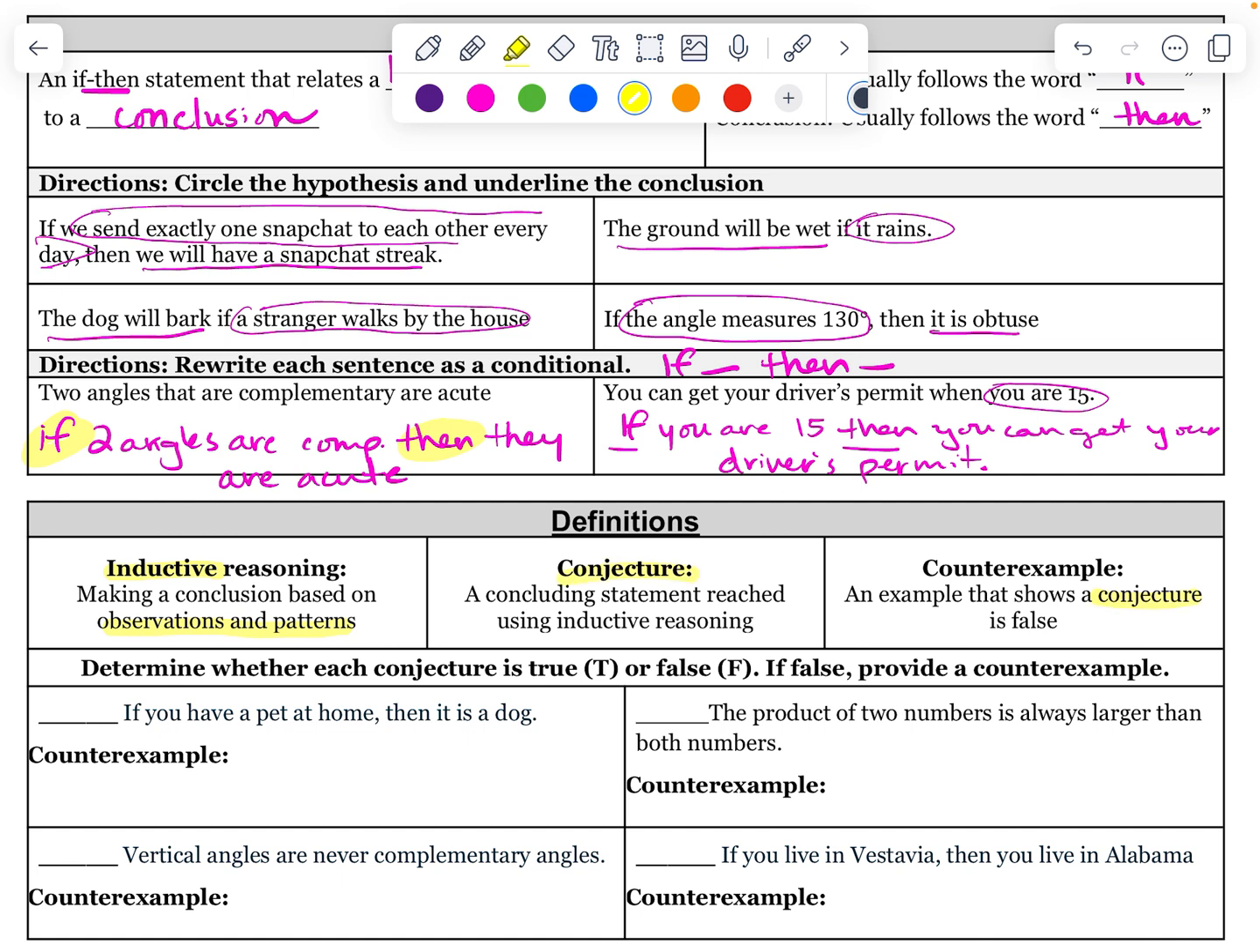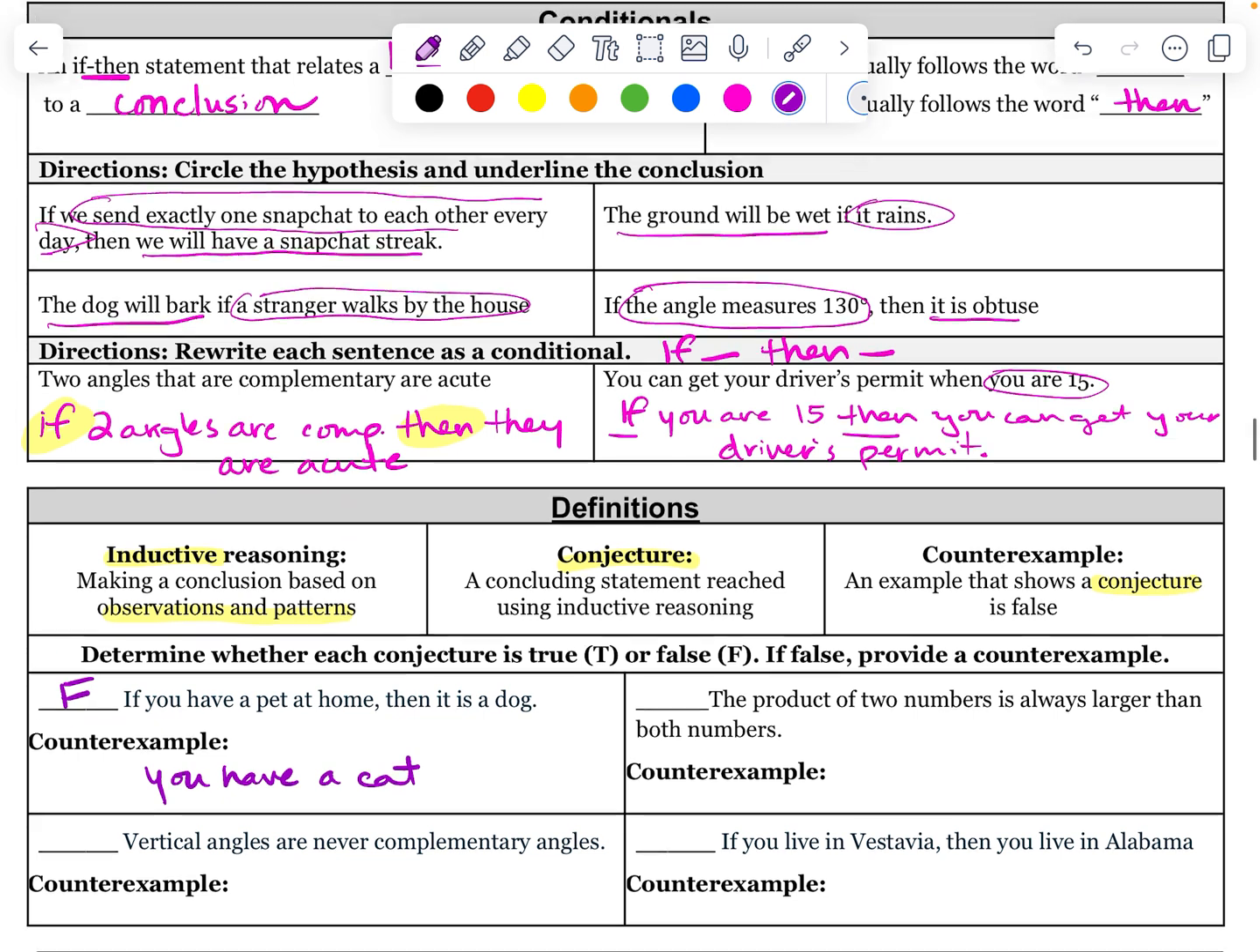Let me tell you what I'm talking about here. So determine whether each conjecture, so it is a conclusion reached by using inductive reasoning, is false. So if you have a pet at home, then it is a dog. That is a conjecture. It is just a statement that somebody made using inductive reasoning. We know that that is not necessarily a true conjecture, right? That is a false conjecture. I know it's a false conjecture because maybe you have a cat. So if you have a pet at home, then you have a cat. Great. Means that it's not necessarily a dog, right?